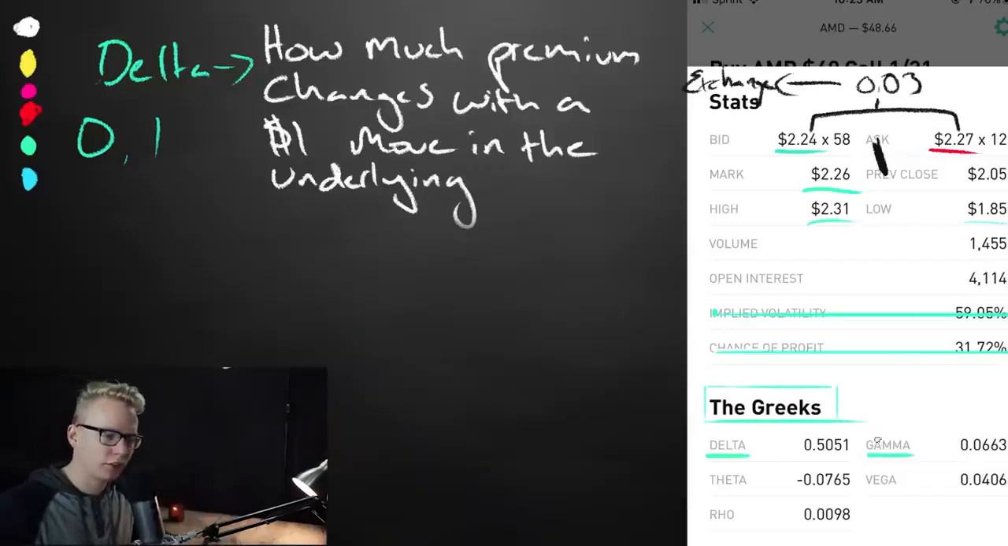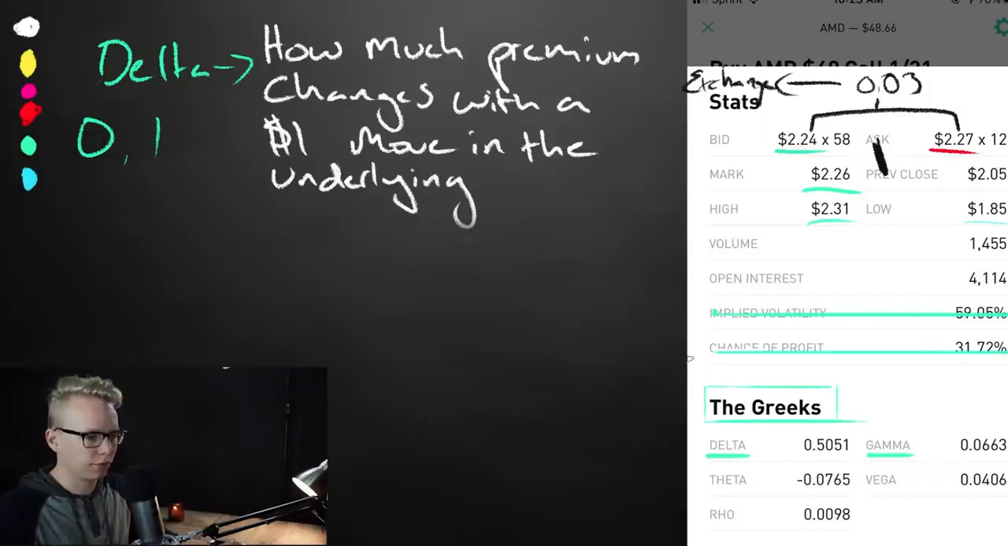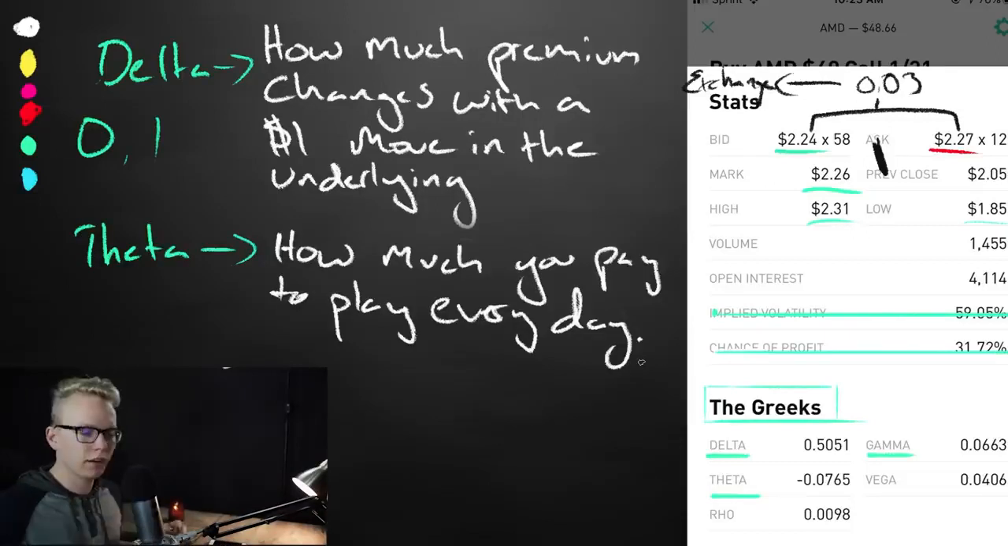So gamma: how much delta changes given a $1 move up or down in the underlying. And gamma will change as well, but we're not going to get into that too much. Theta is how much you pay to play every day. And it's negative. So that means as each day passes, you are losing 7 cents, or, rounding up, 8 cents of premium every day. And that is actually going to increase. Every day, because of that extrinsic value that evaporates off, that value that's based on time to maturity as a function of implied volatility, that premium is going to start evaporating off as time goes on.